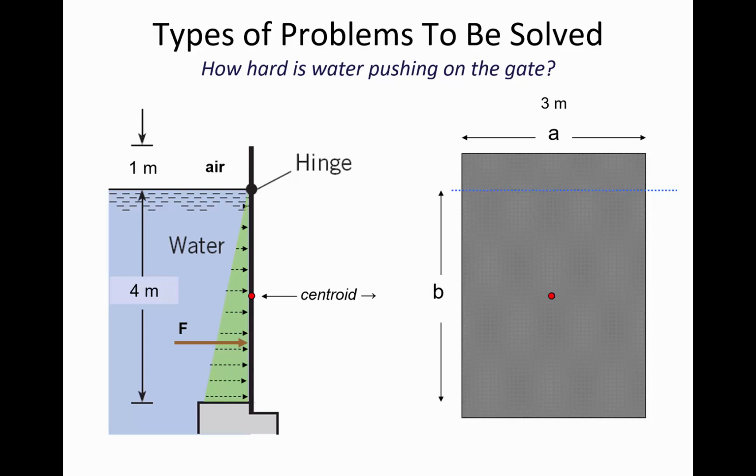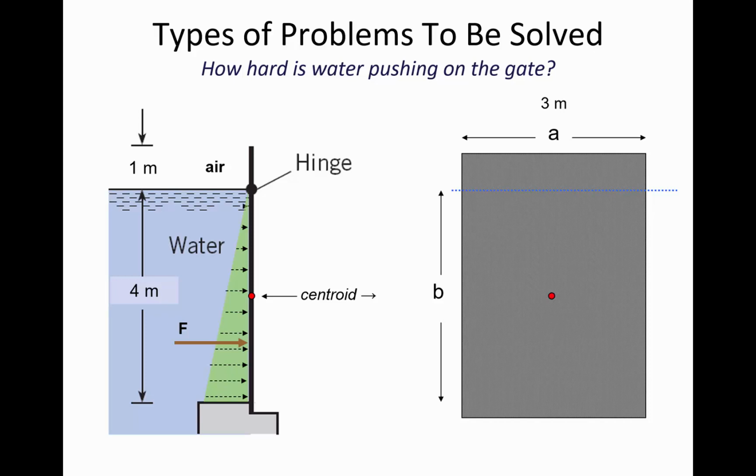Now, the centroid of the gate itself, you can see, is now shown with that red dot. And so centroid is the center of area. And the reason why it's important for us to know what is the location of the centroid is that if we find the pressure at that location, then it helps us to determine the magnitude of the force.